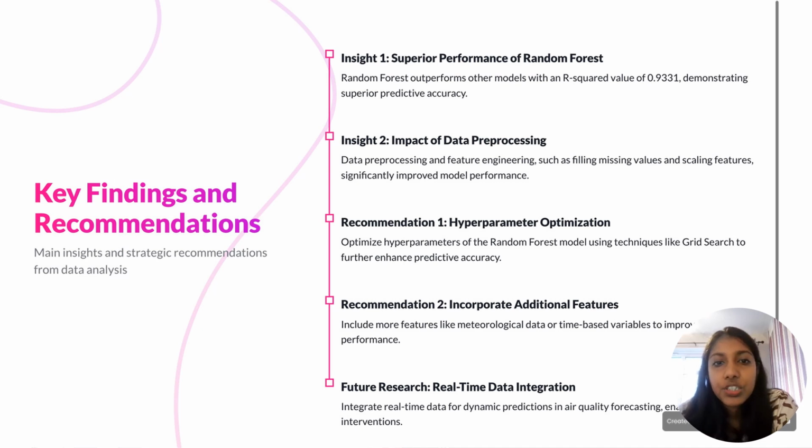The recommendations are hyperparameter optimization of the random forest model using techniques like grid search to further enhance predictive accuracy, and second, incorporating additional features like meteorological data and time-based variables. Third is real-time data integration for dynamic predictions in air quality forecasting.